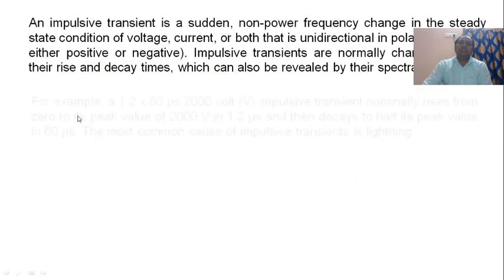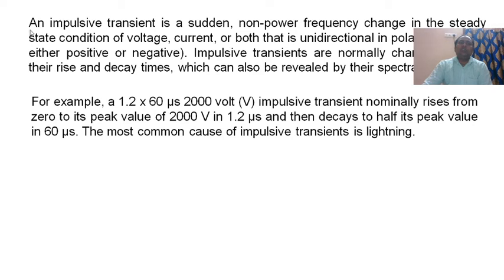So the next one is impulsive transients. What is meant by an impulsive transient? An impulsive transient is a sudden non-power frequency change in the steady state condition of voltage, current, or both, that is unidirectional in polarity, primarily either positive or negative, in one direction only. Impulsive transients are normally characterized by their rise and decay time, which can also be described by their spectral content.